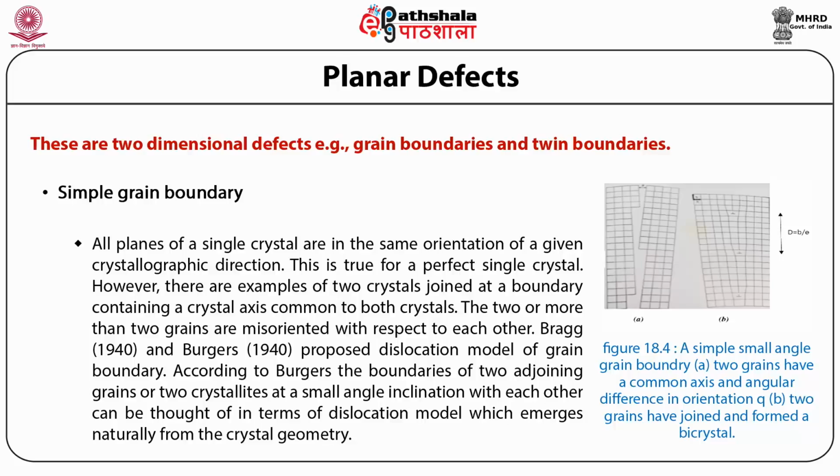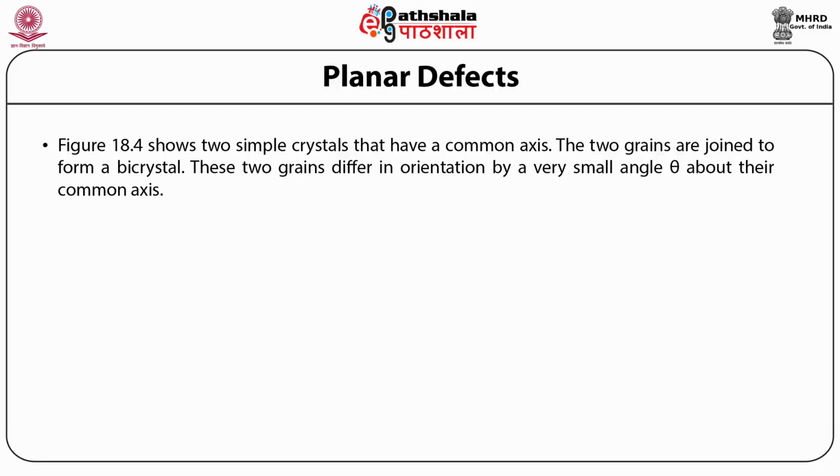Bragg in 1940 and Burgers in 1940 proposed the dislocation model of grain boundary. According to Burgers, the boundaries of two adjoining grains or two crystallites at a small angle of inclination with each other can be thought of in terms of a dislocation model which emerges naturally from the crystal geometry. Figure 18.4 shows two simple crystals that have a common axis. The two grains are joined to form a bicrystal. These two grains differ in orientation by a very small angle theta about their common axis.